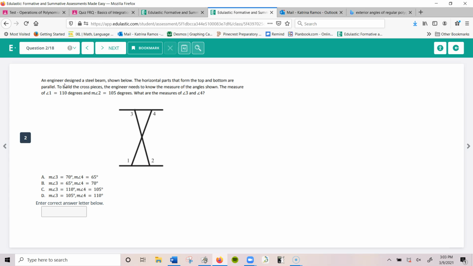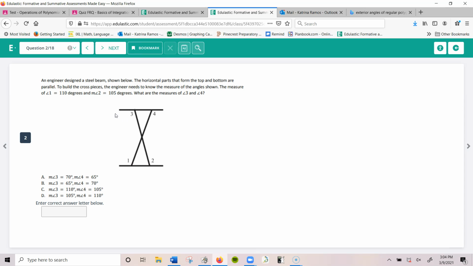Here we have an engineer designed a steel beam shown below. The horizontal parts that form the top and bottom are parallel. To build the cross pieces, the engineer needs to know the measure of the angle shown. The measure of angle 1 is 110 degrees, and the measure of angle 2 is 105 degrees. What are the measures of angle 3 and 4?